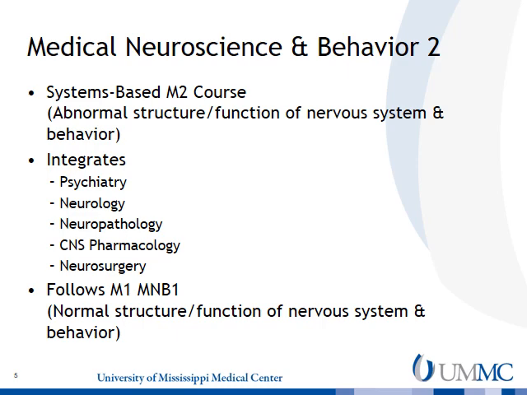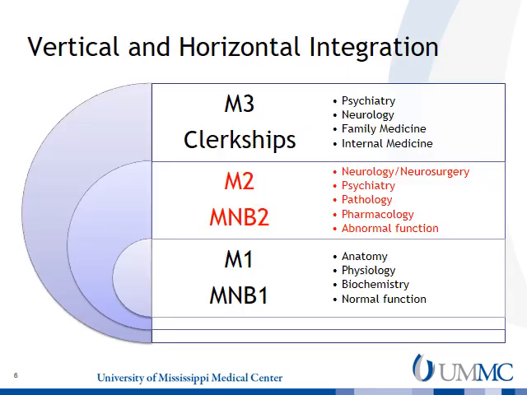Medical Neuroscience and Behavior 2 is a systems-based M2 course focused on abnormal structure and function of the nervous system and behavior. It integrates material from psychiatry, neurology, neuropathology, CNS pharmacology, and neurosurgery. In the medical neuroscience sequence, it follows the M1 Medical Neuroscience course, which focuses primarily on normal structure and function.